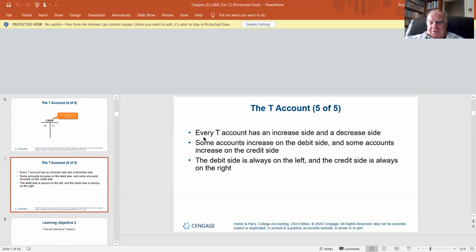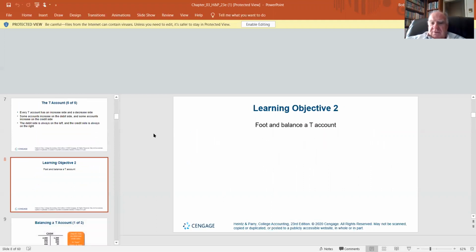The T account has an increase side and a decrease side. Notice that it didn't say the debit side was an increase or the debit side was a decrease. Each side has an increase or decrease side. An asset has a normal debit balance, meaning that when you debit an asset, you are increasing the number. If it was accounts payable, which has a credit balance, the credit side would increase it. We are going to go into this in a moment. Some accounts increase on the debit side and some on the credit side. Regardless of the convention, the debit side is always on the left, the credit side is always on the right, and sometimes you're increasing and sometimes you're decreasing.